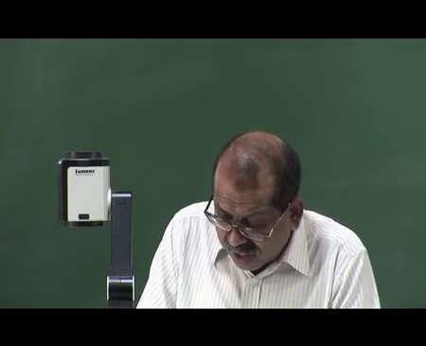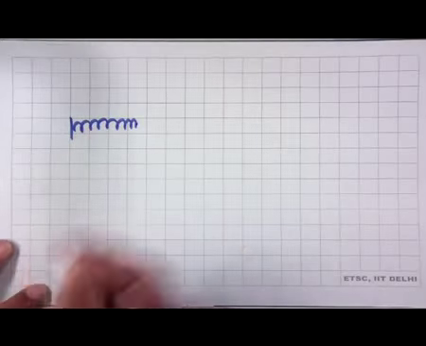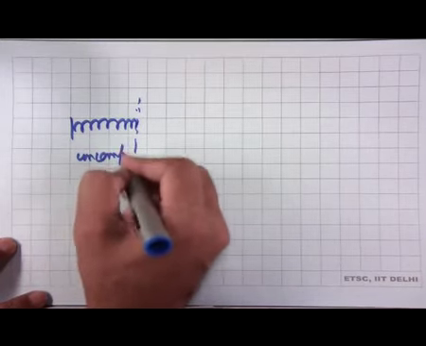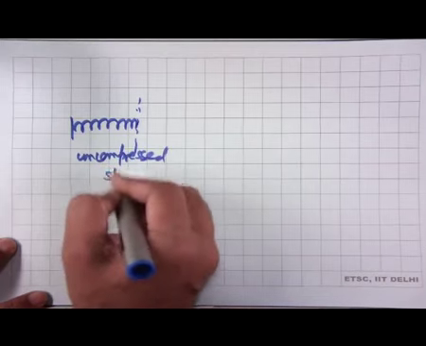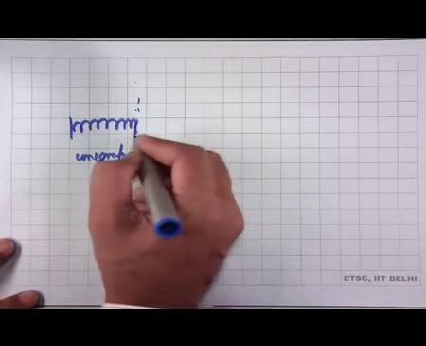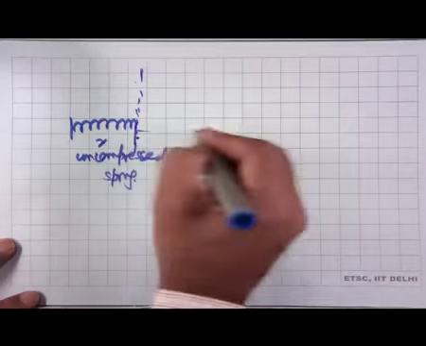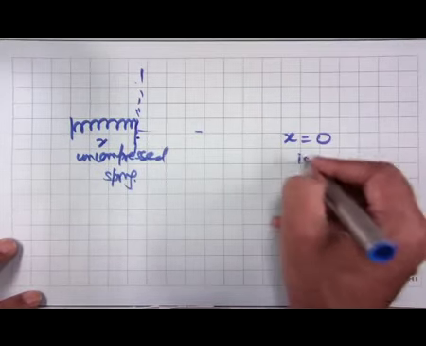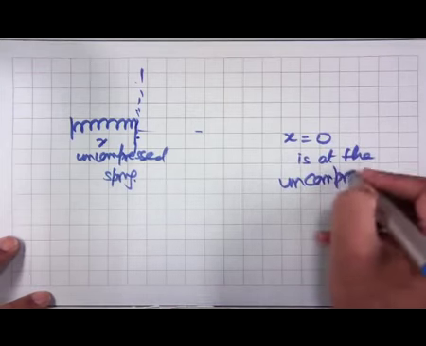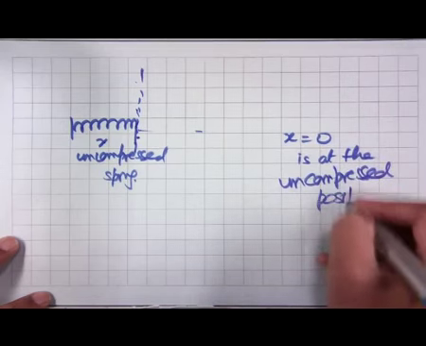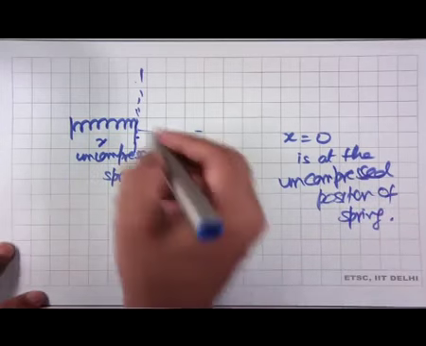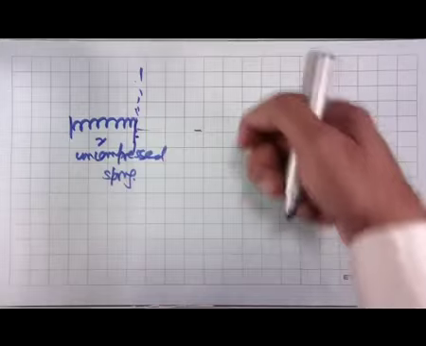We have seen this, if there is a spring. So, this is an uncompressed spring, and the position where it is uncompressed, that is where we define our x axis at the uncompressed position of the spring.